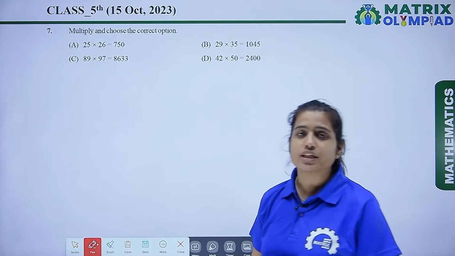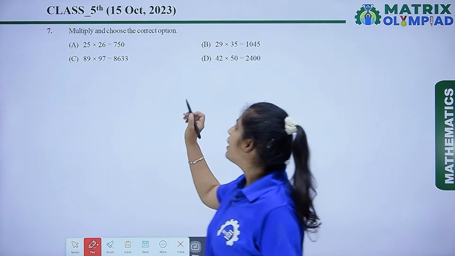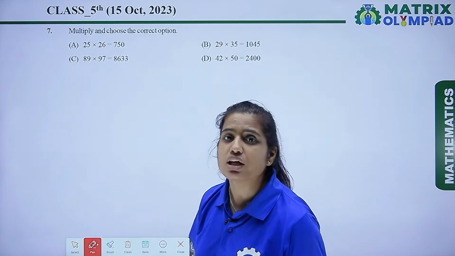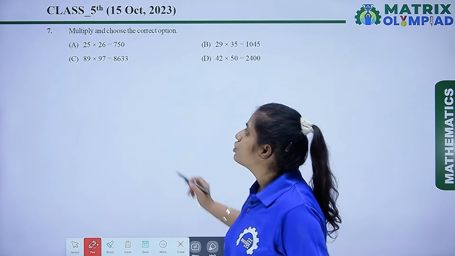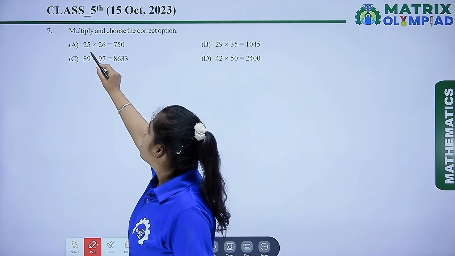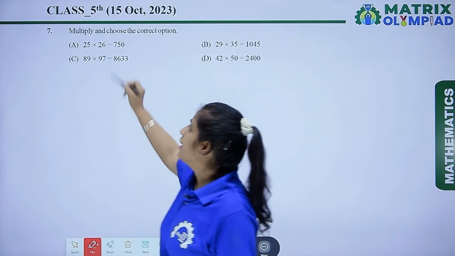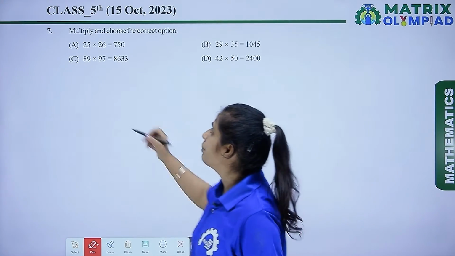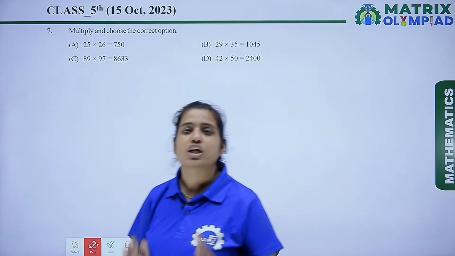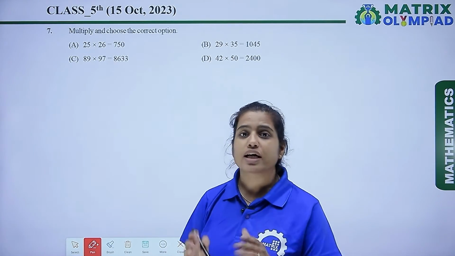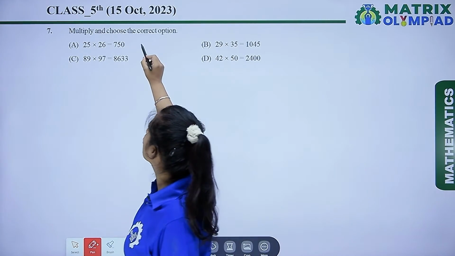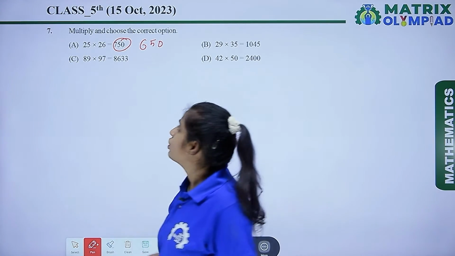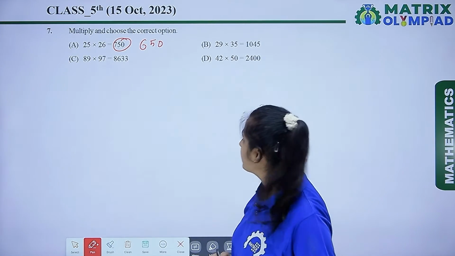Now the next question is question number 7. मल्टीप्लाई एंड चूज द करेक्ट ऑप्शन. आपको मल्टीप्लाई करना है और चूज करना है कि कौन सा ऑप्शन इसमें से करेक्ट है. सो हियर इन ऑप्शन A वी हैव 25 मल्टीप्लाई बाय 26. तो 25 को जब 26 से मल्टीप्लाई करेंगे तो यहाँ पे लिखा है 750. दिस इज नॉट अ करेक्ट आंसर. जब आप इसको मल्टीप्लाई करोगे तो यू विल गेट हियर 650. तो हमारा A ऑप्शन सही नहीं है.